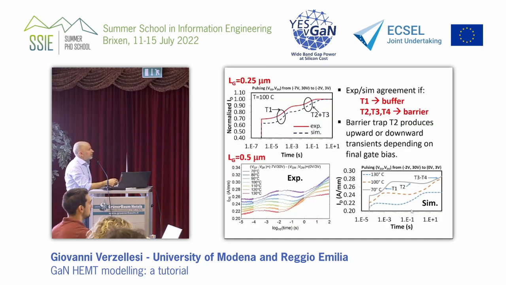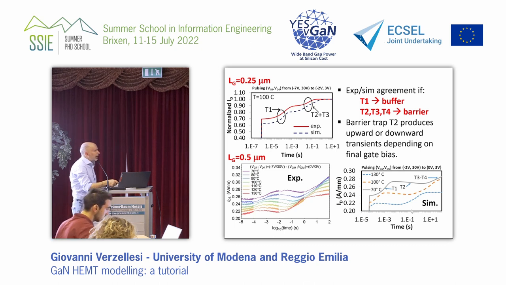In simulation, we were able to quantitatively reproduce the experimental results if one trap was attributed to the buffer and the other three traps were attributed to the barrier as location. Simulations were also able to reproduce the fact, shown here experimentally, that at least one of the barrier traps produces an upward or downward transient depending on the final gate bias.